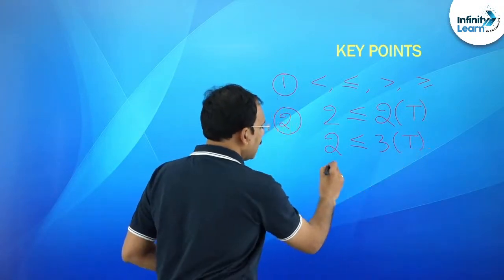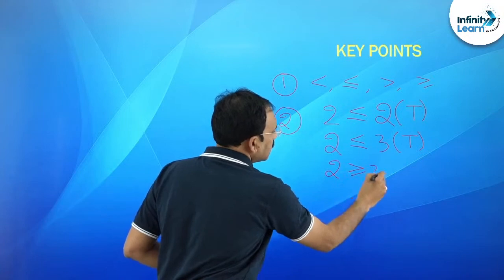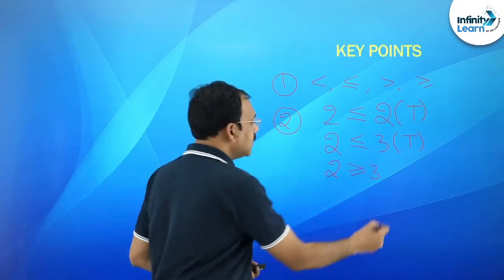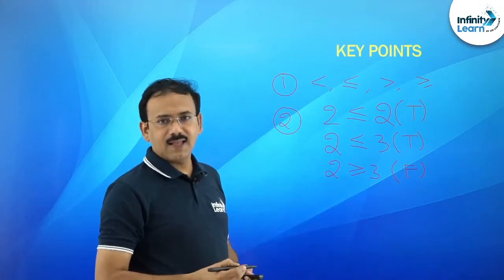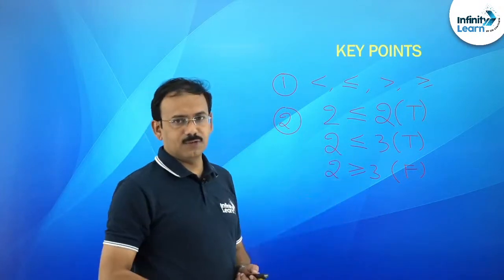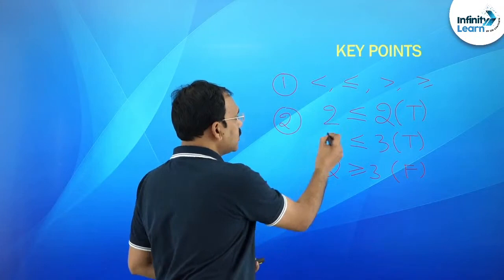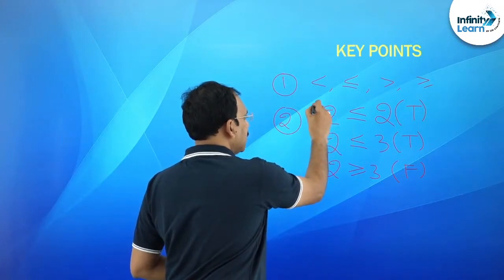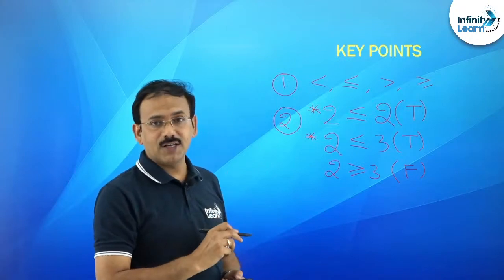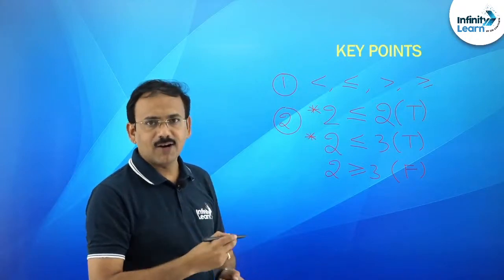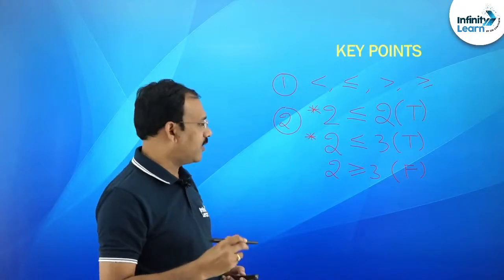2 greater than or equal to 3, is it true or false? This is absolutely false because 2 is neither greater than 3 nor equal to 3. Most students will have confusion here. This point is also important for us while solving quadratic, polynomial or higher order inequations, friends.